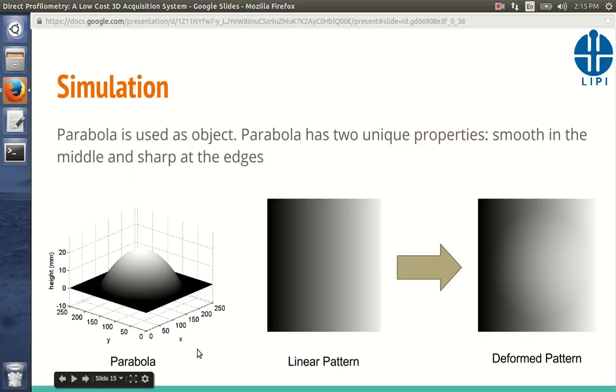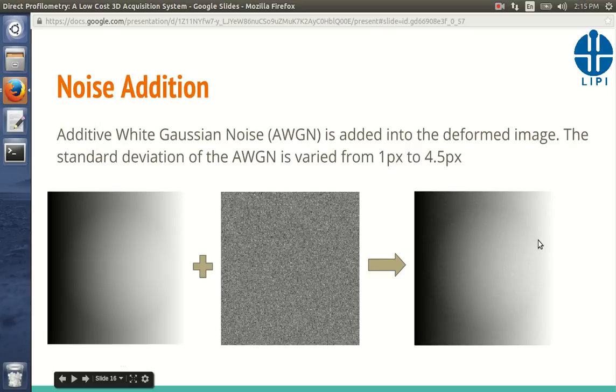Okay, for the simulation, we use a parabola as an object because this parabola has two unique properties. It's smooth in the middle and sharp at the edges. So this will be the linear pattern, and this is the deformed pattern. You see there is a parabola here. For the simulation, we add additive white Gaussian noise, and the standard deviation of the AWGN is varied from 1 pixel to 4.5 pixels.